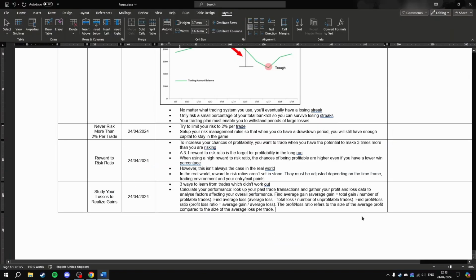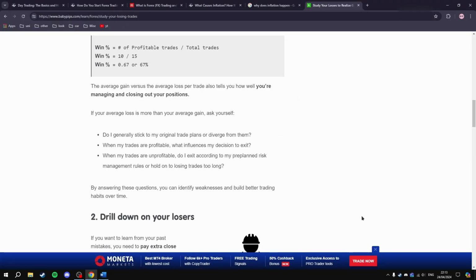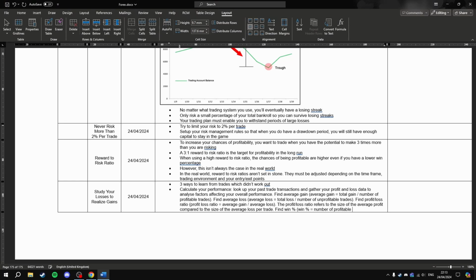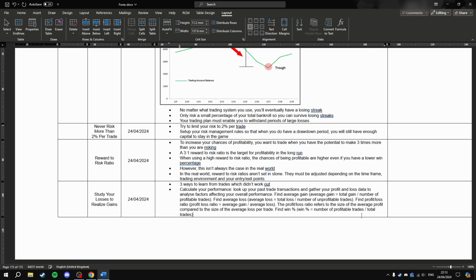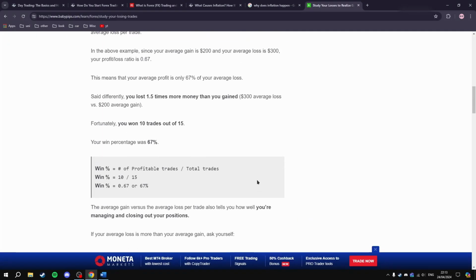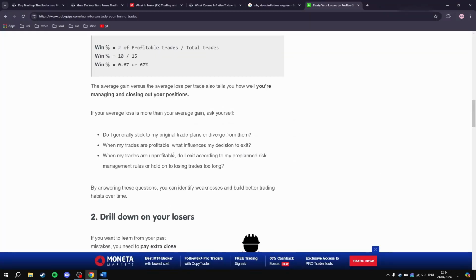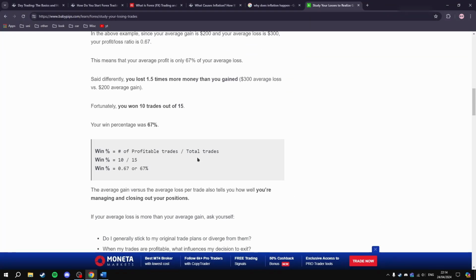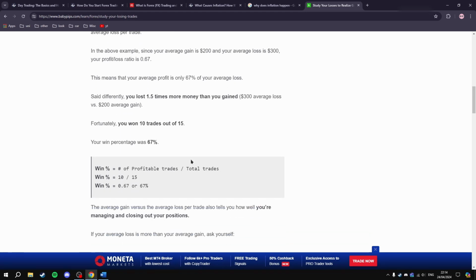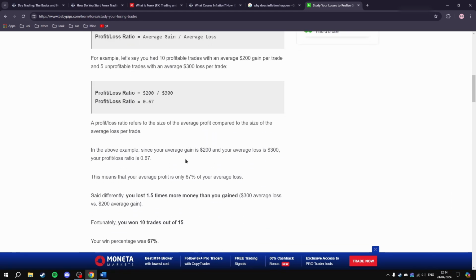Win percentage. Find win percentage. So win percentage is equal to number of profitable trades divided by number of total trades. The average gain versus the average loss per trade, that's your profit loss ratio.